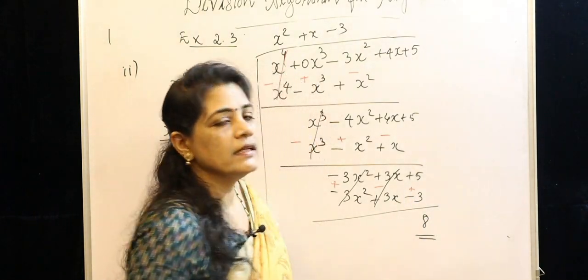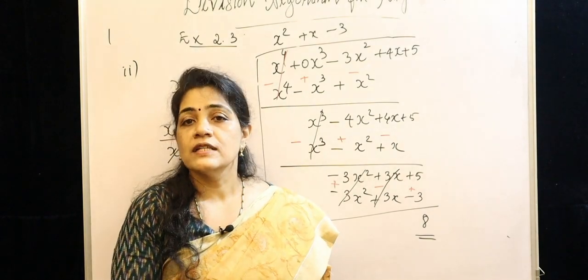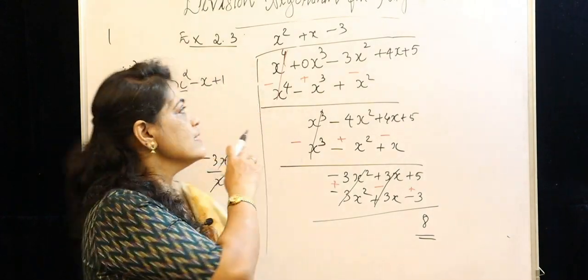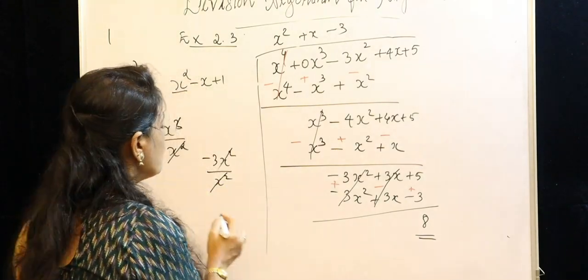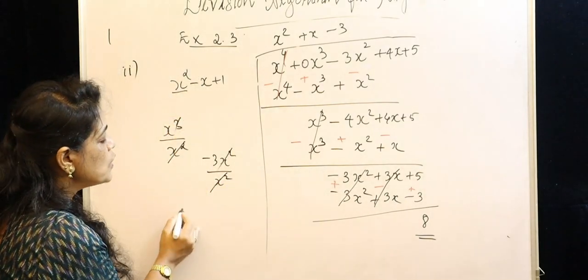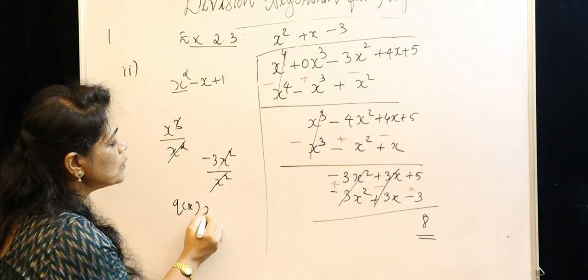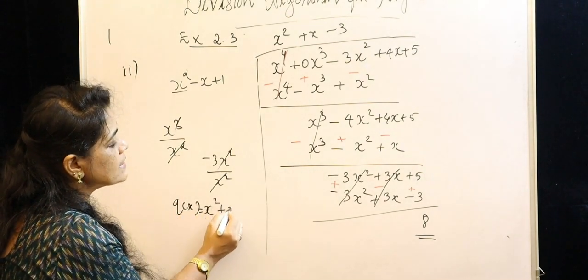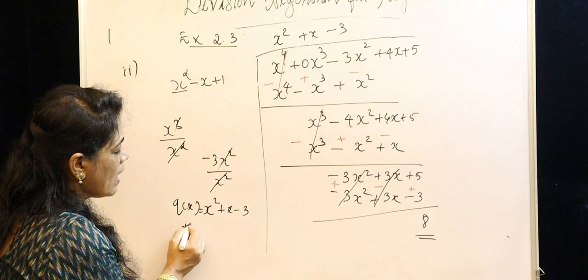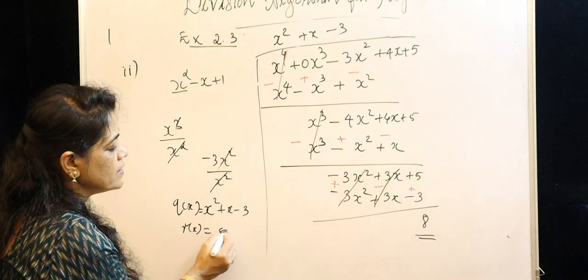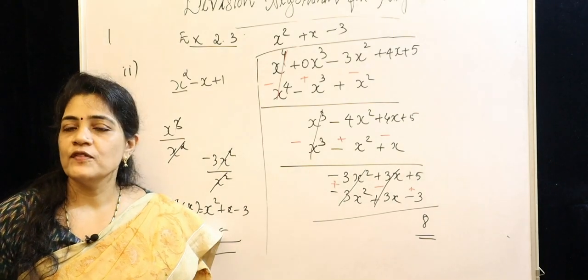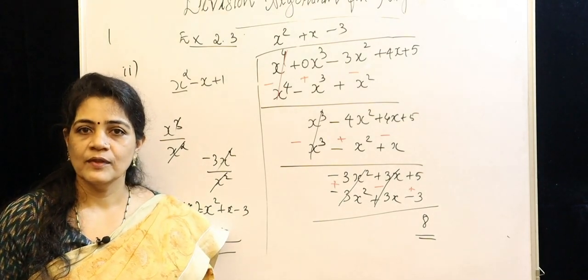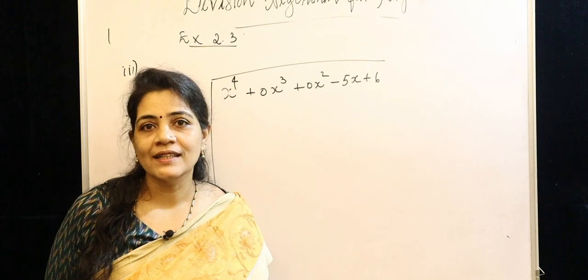Now here the remainder is a constant polynomial, so its degree is 0, which is less than this one, so this is the final answer. So for g of x, that is this one, q of x is equal to x square plus x minus 3 and r of x is equal to 8. This is the long division of the second problem. Okay. Now we can solve the third question.